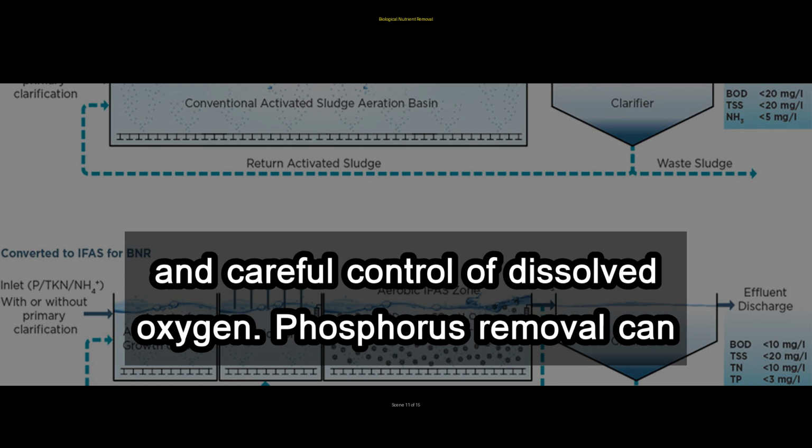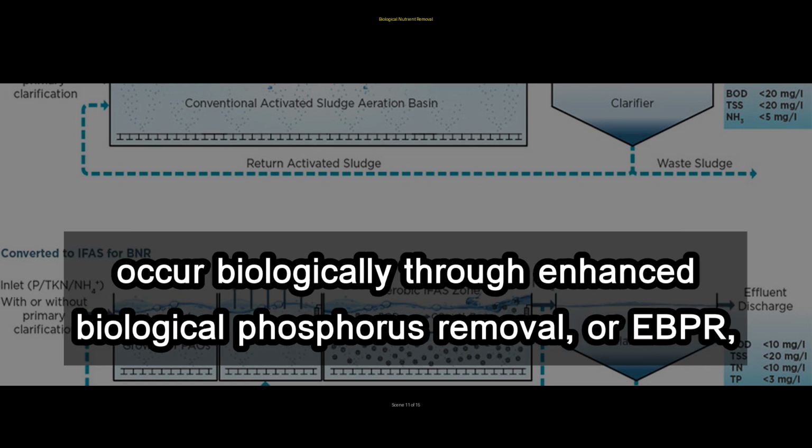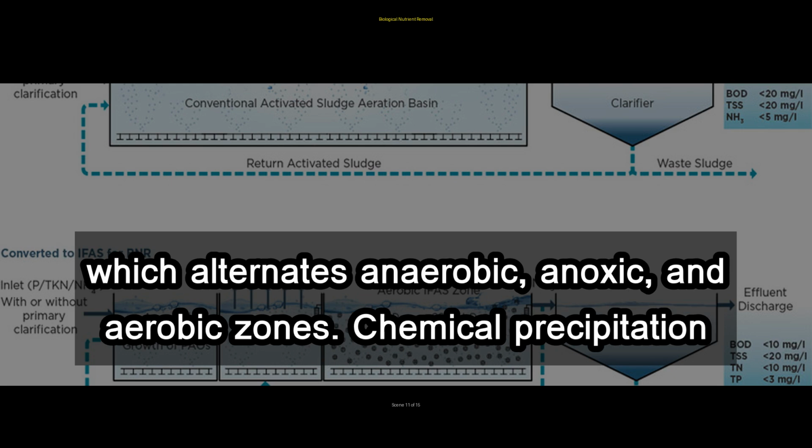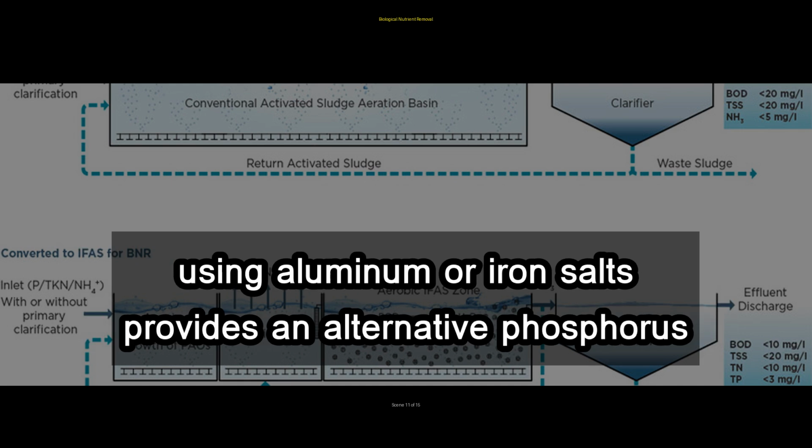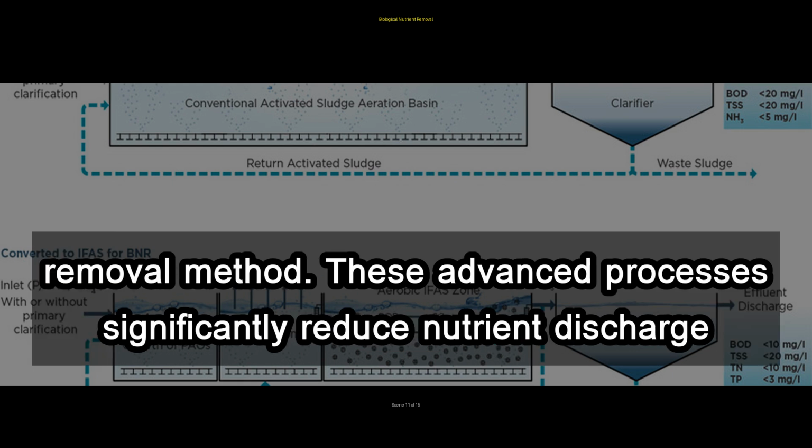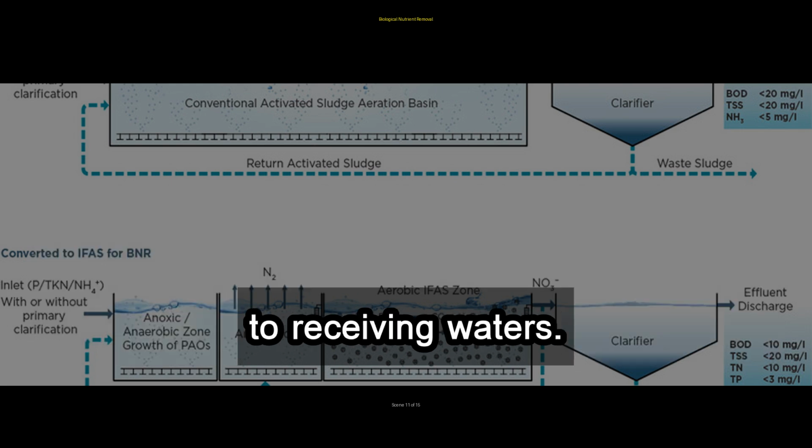Phosphorus removal can occur biologically through enhanced biological phosphorus removal, or EBPR, which alternates anaerobic, anoxic, and aerobic zones. Chemical precipitation using aluminum or iron salts provides an alternative phosphorus removal method. These advanced processes significantly reduce nutrient discharge to receiving waters.